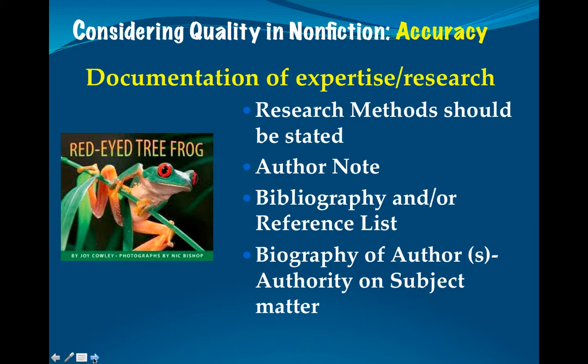Documentation of expertise and research. A lot of the time, research methods should be stated. That could be in the form of an author's note, a bibliography, or a biography of the author. They have to somehow be an authority on the subject. Like, as I said before, Hawking, a world-renowned physicist, wrote a book about exploring the universe. His mere name connotes an authority on the subject. But we're not always going to know the author.